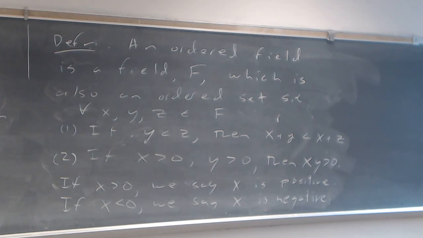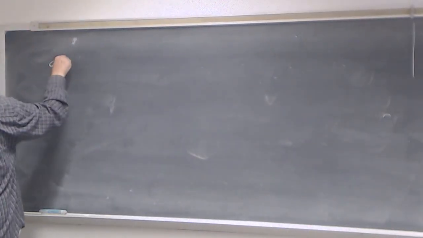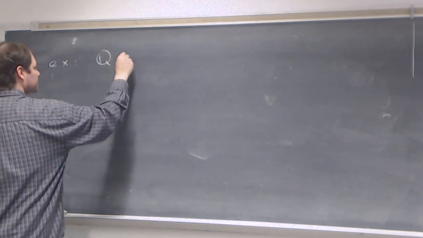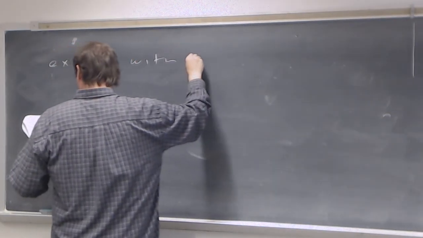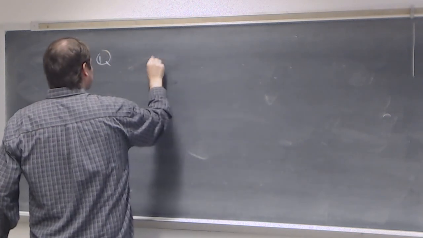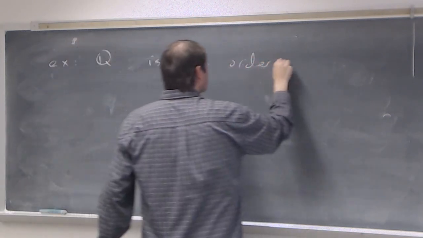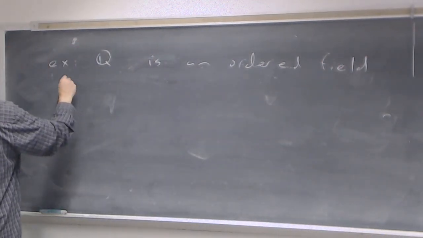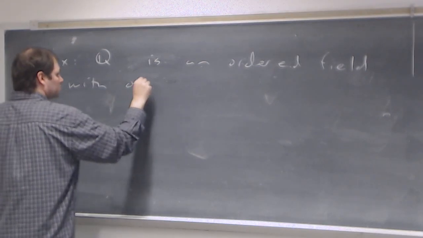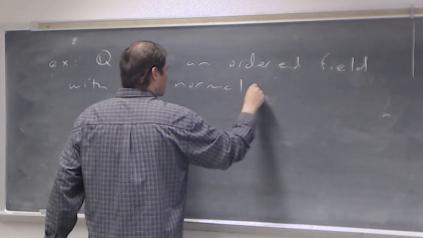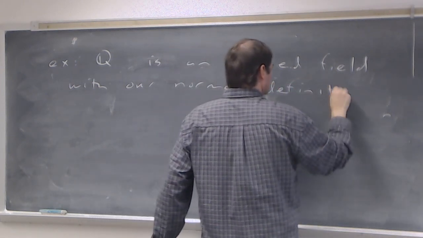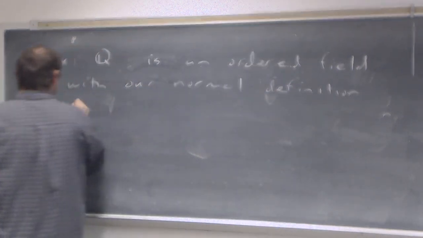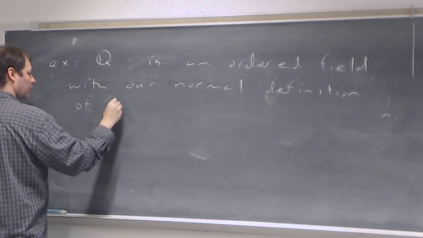Let us list an example here. So we'll end with just an example. As an example, the set of rational numbers is an ordered field with our normal definition of less than.